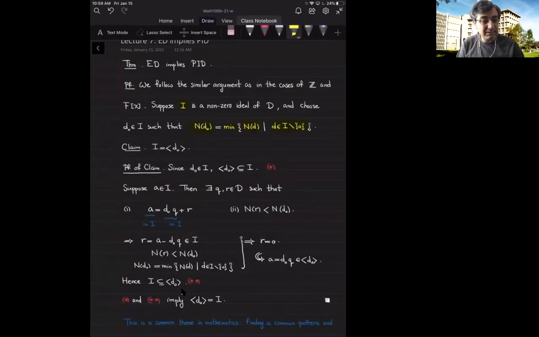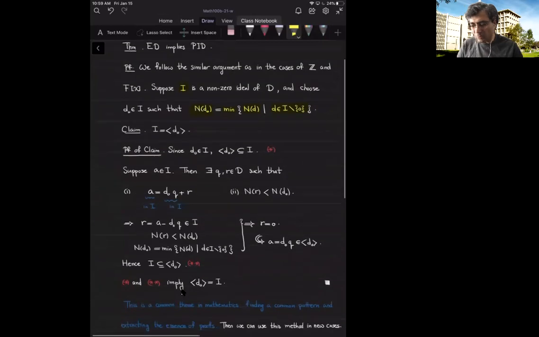Now, the claim is that this ideal is generated by this d-naught, which means it consists of multiples of d-naught. Again, one side is rather easy. I want to show equality of two sets, which means I have to show that one is a subset of the other and vice versa. Similar to the previous case, one side is easier: because d-naught is inside this ideal, automatically all the multiples of d-naught are inside I, and we deduce that the principal ideal generated by d-naught is a subset of I.